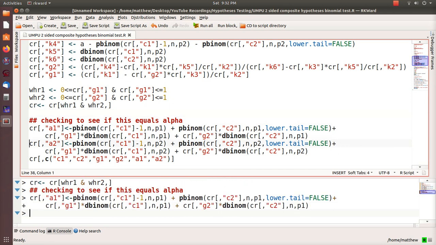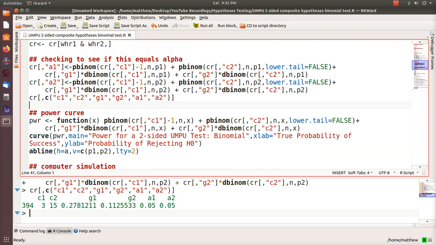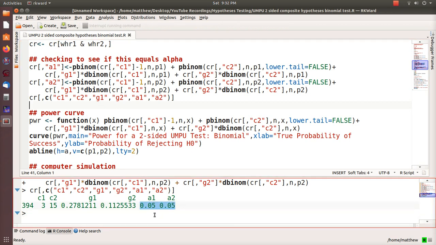And first of all, I want to see if each tail has a 0.05 cutoff value. That's what these are doing. They're calculating the probability of being in the tail. And it is. That's what these two values here are, left tail, right tail. The cutoff is 3 and 15. Gamma 1 and gamma 2 are here.